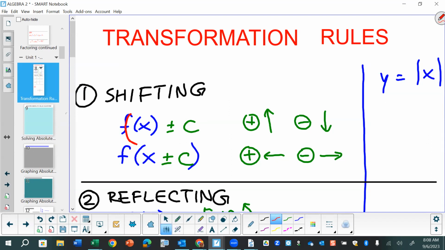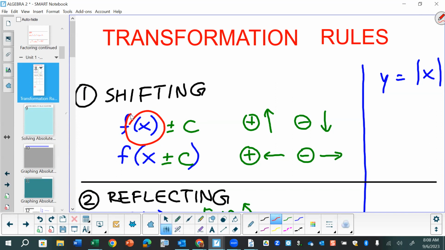Where is that? Let's see. Inside or outside? Outside is up and down. Plus moves up, minus moves down. And where's this second one?